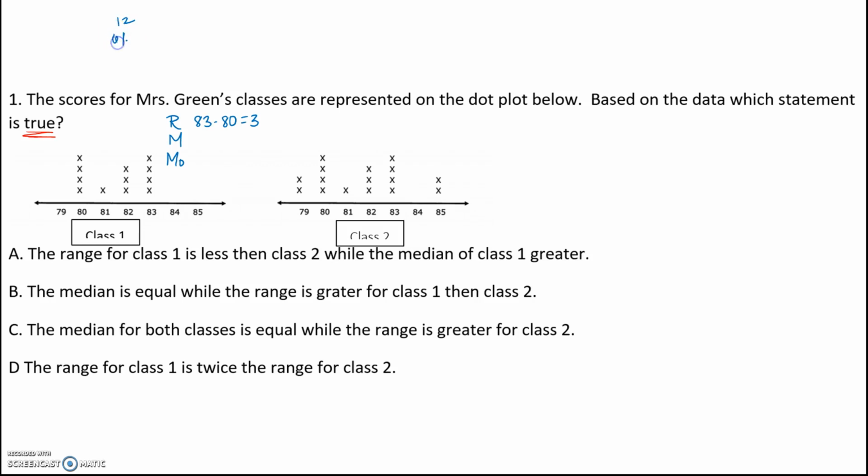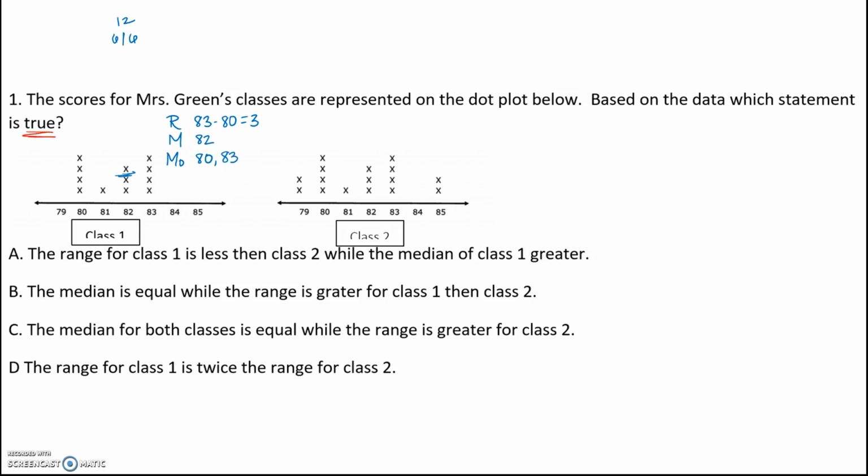So that means I'll have 6 on one side, my median, and then 6 on the other. So 1, 2, 3, 4, 5, 6, my median. 1, 2, 3, 4, 5, 6. So my median is 82. And then my mode is the one with most. So that would be both 80 and 83 have the most. Oops, that should be a 3.